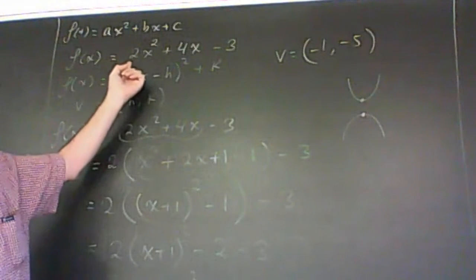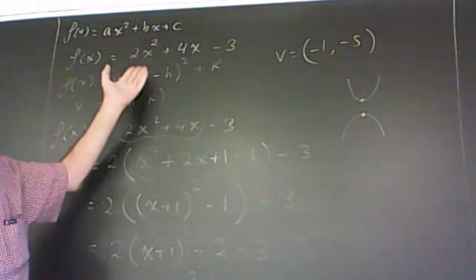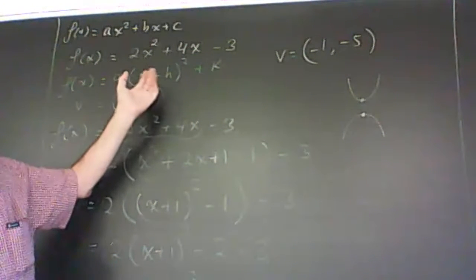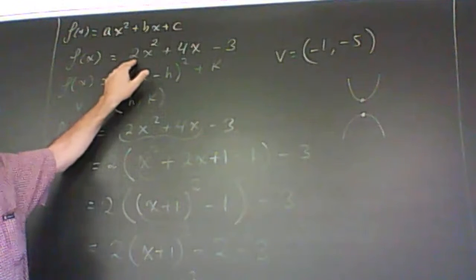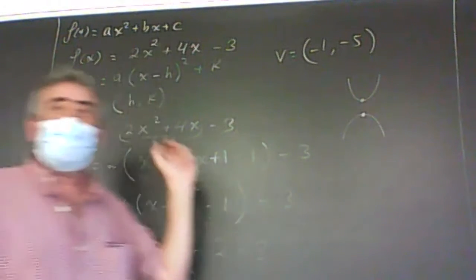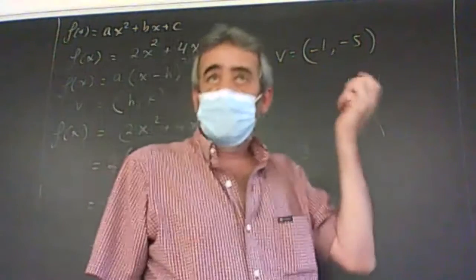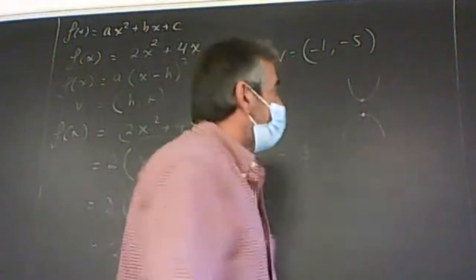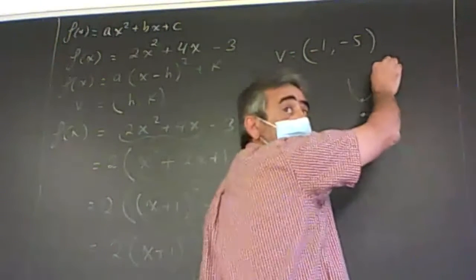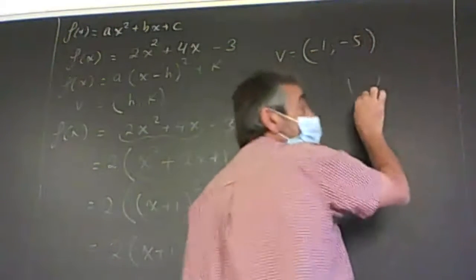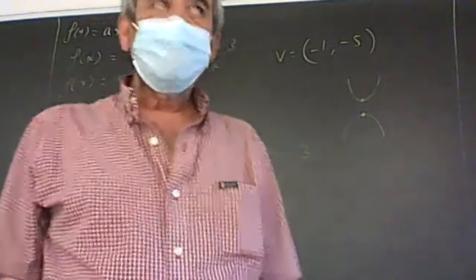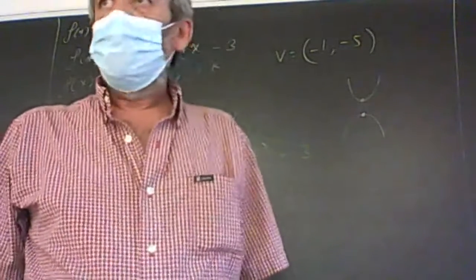What is A? How much is A? 2. And it is positive or negative? Positive, which means the parabola opens which way? Upward. So that means we have this parabola, right? So that means this point is the minimum value of that parabola. Okay. Clear?